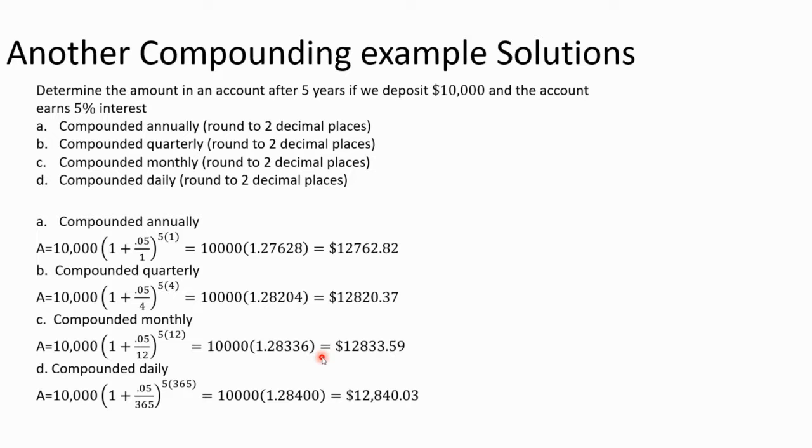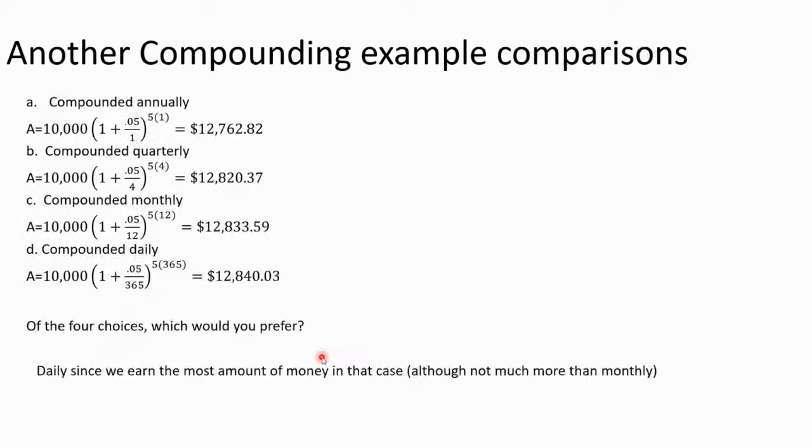So if you had to choose, let's say the amount in the account is how much you would get after 5 years, you could probably guess that you would want this amount. That's the most amount of money. I guess there are other factors to consider, since it's not much more than this amount, but still, this is the highest amount. So if it's compounded daily, we would get the most money.